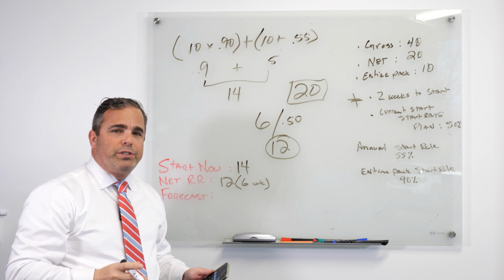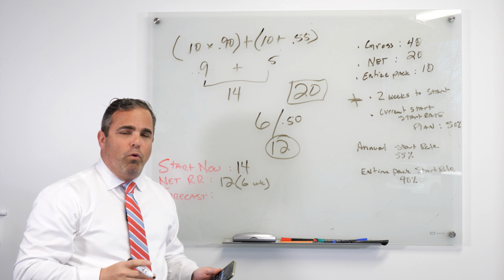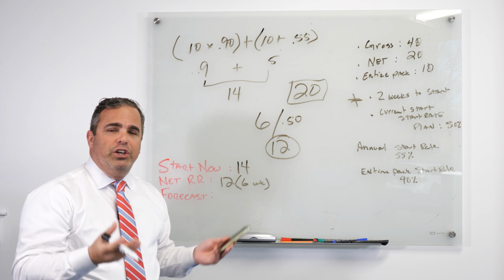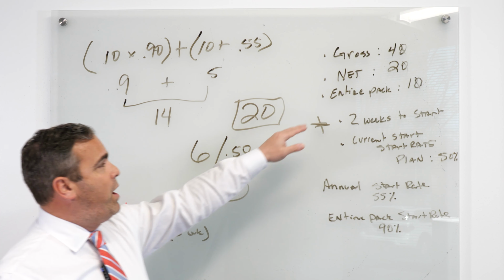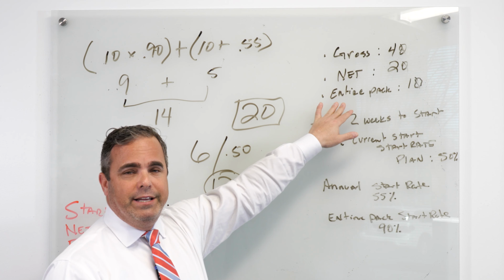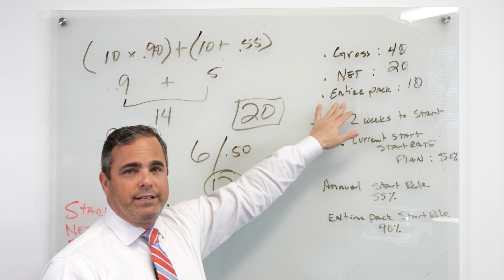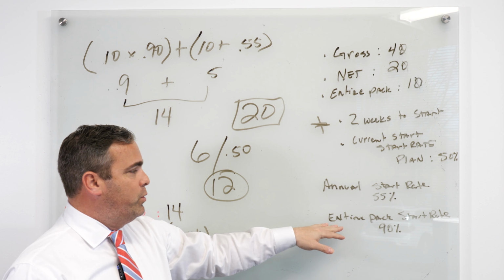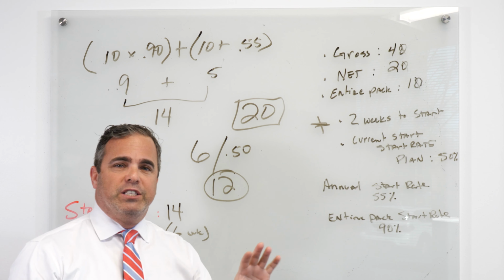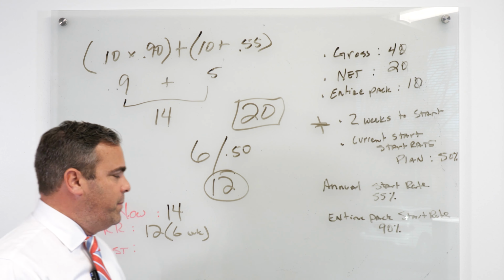Now your gross could be the same, or this could be less. You don't know. But the reason it fluctuates in a net run rate is the strength of your entire pack coupled with your annual entire pack start rate. That's why it's important to know those two pieces of information.